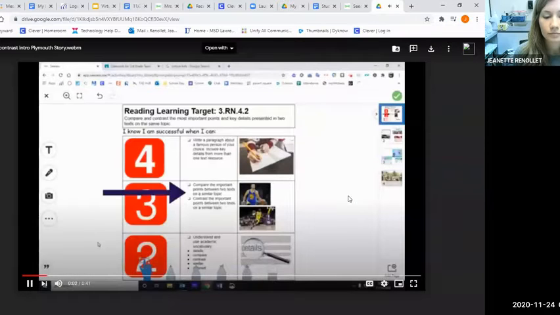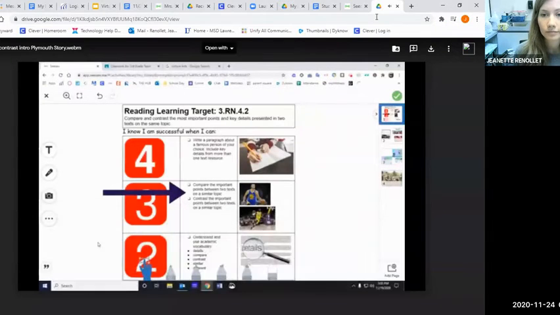Hey, third grade. Today we're going to be focusing on our learning target 3RN 4.2. This is the target where we compare and contrast the most important points and details presented in two texts on the same topic. We are going to be comparing two texts, well, really one text and two videos about the culture of two different groups of people. So we're going to talk about what is the same between them, compare them, and what is different about them, contrast them.